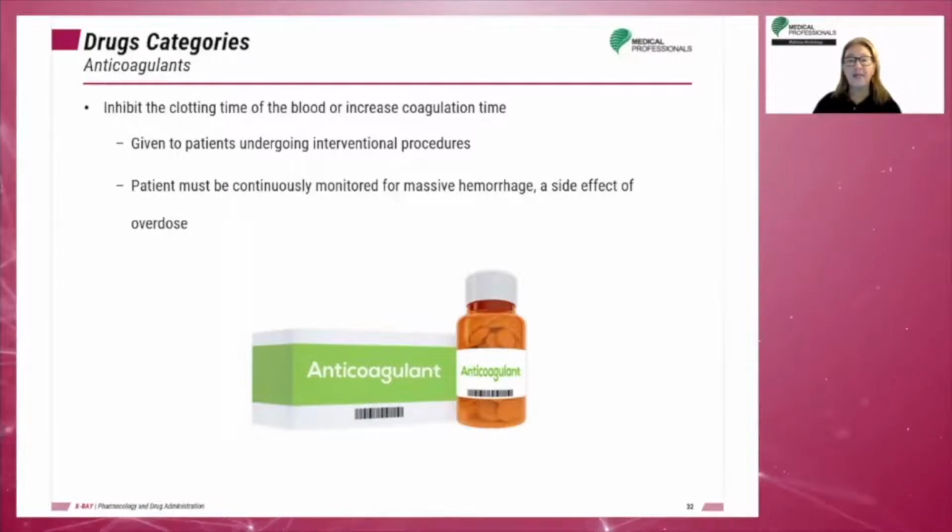Anticoagulants are drugs that inhibit the clotting time of the blood or increase coagulation time. These can be given to patients undergoing interventional procedures. Patients must be continuously monitored for massive hemorrhages, which is a side effect of overdose. Examples include enoxaparin or Lovenox, which is administered intravenously, and warfarin or Coumadin or heparin. Heparin is not effective when administered orally. It is not absorbed from the GI tract, and it should not be given intramuscularly because it may cause a hematoma.